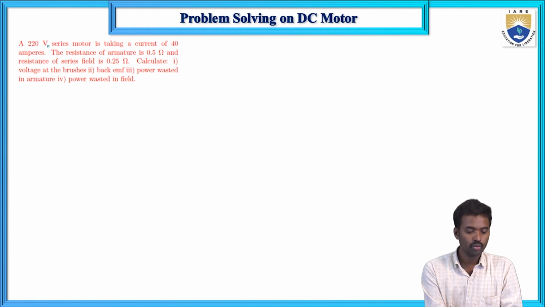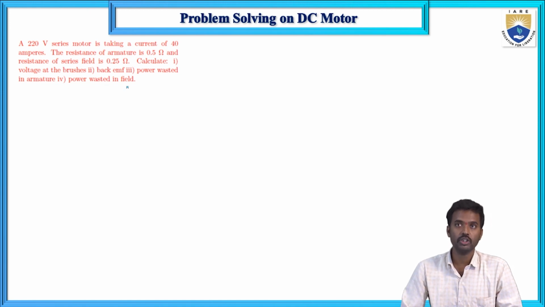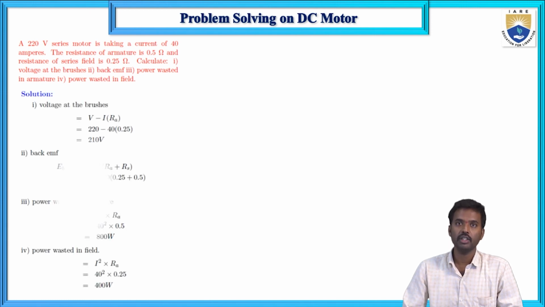And next case, a 220 volts series motor is taking a current of 20 amperes. The resistance of armature is 0.5 ohms and the resistance of series field winding is 0.25. So calculate the voltage at brushes, back EMF, power wasted in the armature and power wasted in the field. So this question is important. So first here, voltage at brushes. So what is the voltage at brushes here?